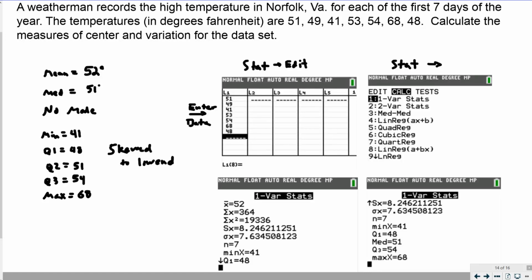These 7 days just represent a small portion of the year. So I'm going to use the sample. I need to use sample here because the 7 days does not represent all 365 days of the year. It simply represents 1 week, and that's not a whole data set. So what I will say is that the standard deviation is 8.25.